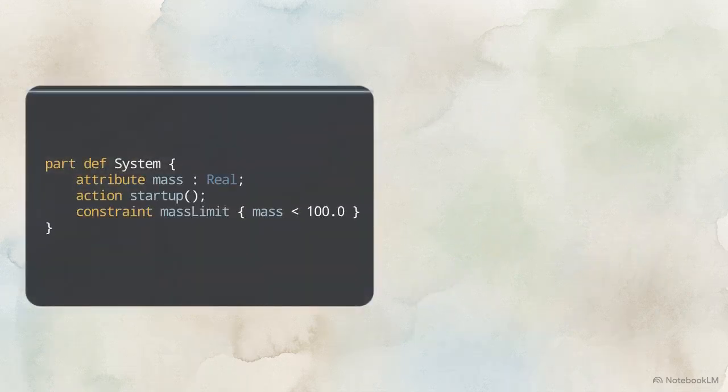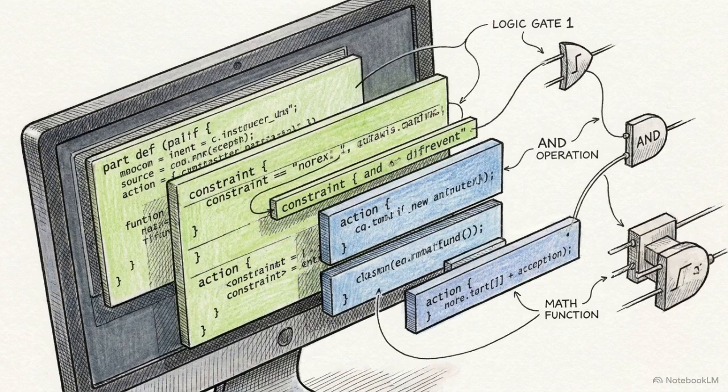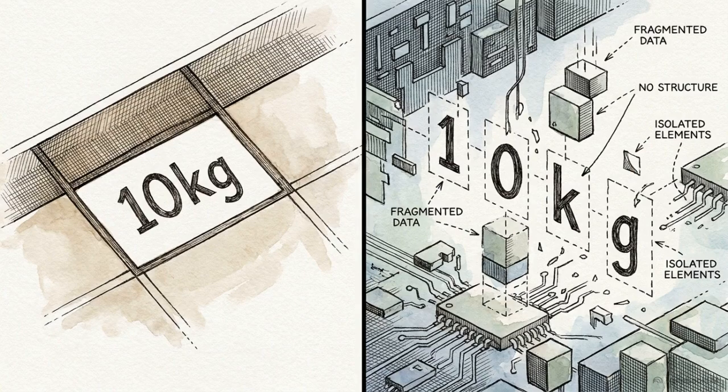SysML version 2 moves past these subjective drawings. It shifts the focus toward coding machine-readable architecture that a computer can actually understand. Managing modern complexity requires a transition from visual approximations to writing mathematically verifiable code. Traditional spreadsheets treat technical values as simple text strings. To a computer, a cell containing 10 kilograms is just a label. It has no inherent meaning or physical context.